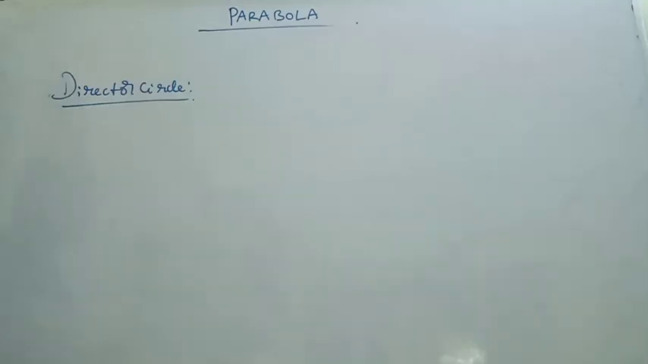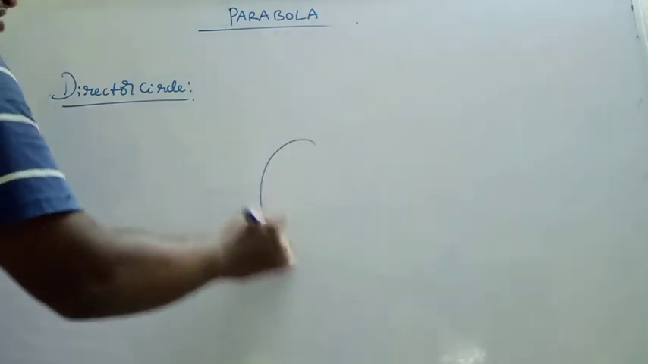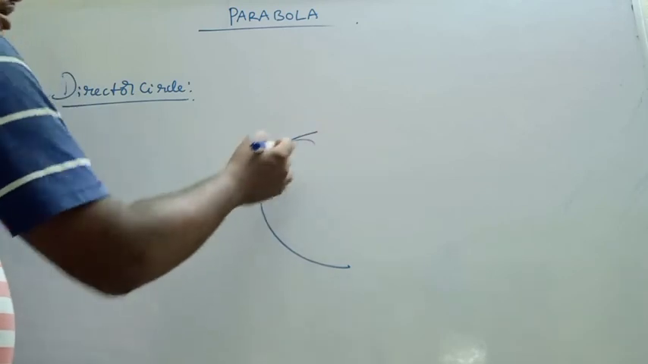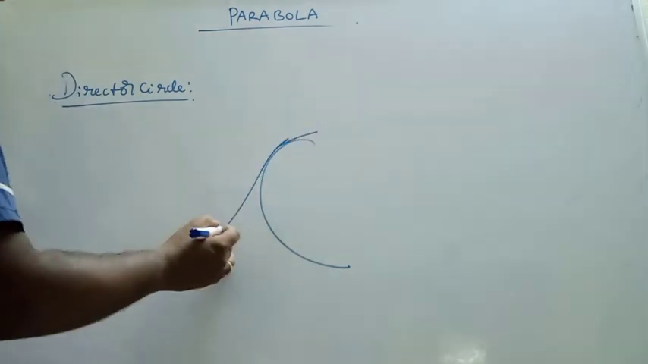See, my dear students, we have a wonderful definition, that is the director circle. The definition of director circle is: the locus of the point of intersection of the perpendicular tangents to a conic is known as its director circle. Now the director circle for the parabola is its directrix. If you take a parabola like this, you take all the tangents which are perpendicular.